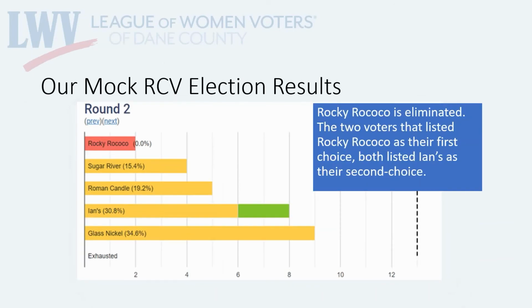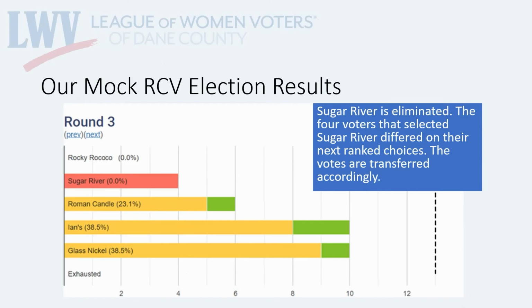Rocky Rococo is in last place and is eliminated. The 2 ballots that listed Rocky Rococo as their first choice both listed Ian's as their second choice. So those 2 votes are transferred to Ian's. Still, no one has crossed the winning threshold, so we go on to round 3. Sugar River is now in last place and is eliminated. The 4 ballots that were listed for Sugar River have varying choices for their next ranked candidates, so those votes are transferred accordingly. Still, no one has crossed the winning threshold, so we go on to round 4.